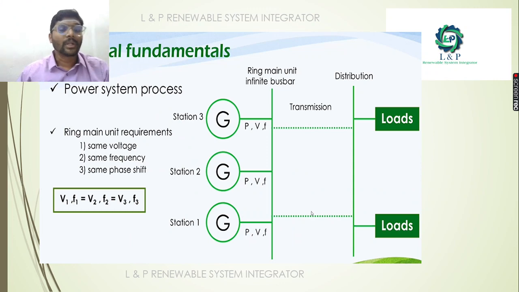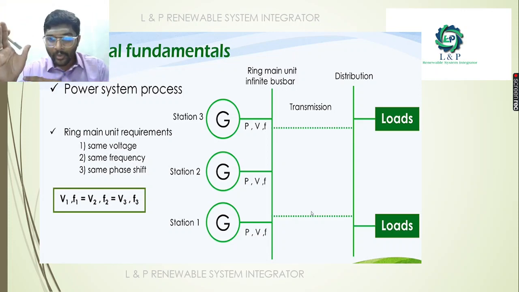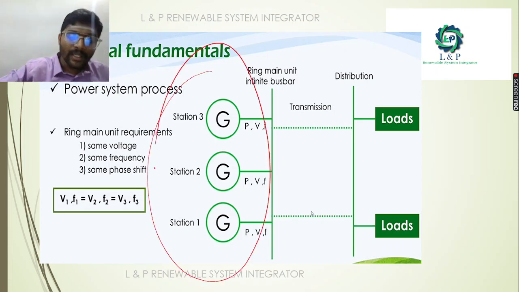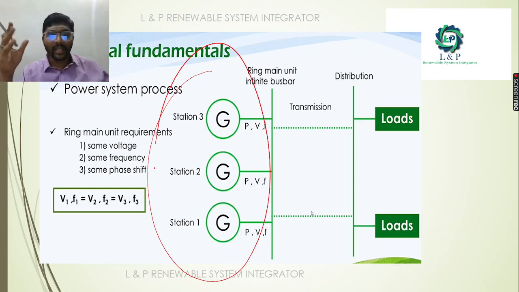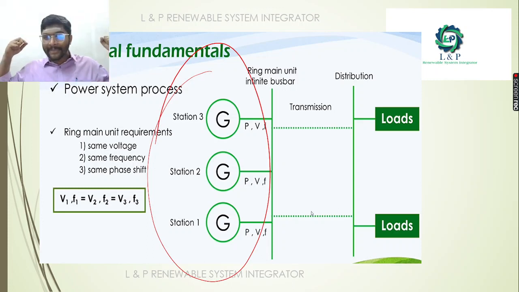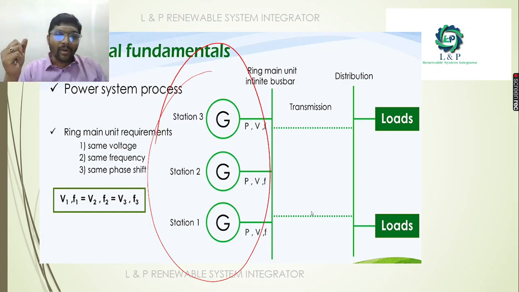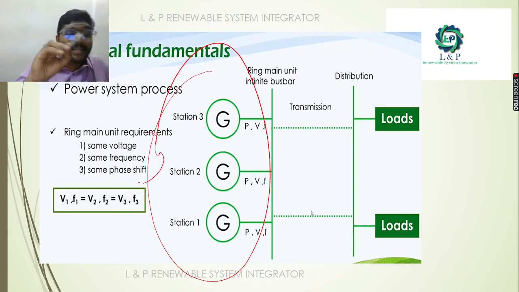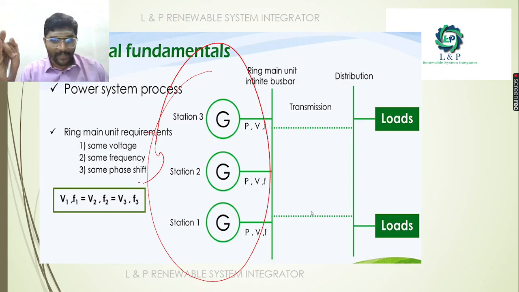Now consider the power system process fundamentals. Most importantly, if you're going to utilize on the distribution side, consider you have created a ring main unit with three different generation stations. The most important thing, if you want to connect them to a single bus bar, an infinite bus bar, the ring main unit, you need to have the same voltage, same frequency, and same phase shift. All these three things should be the same. Voltage and frequency should be the same in all three generation stations.